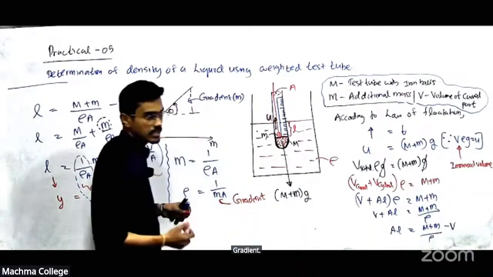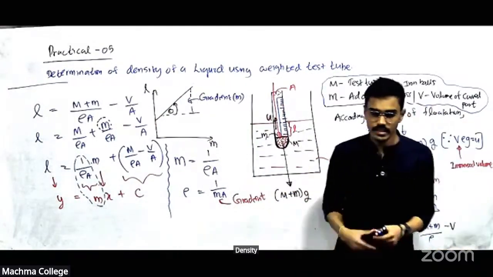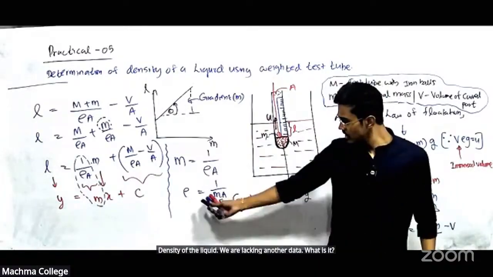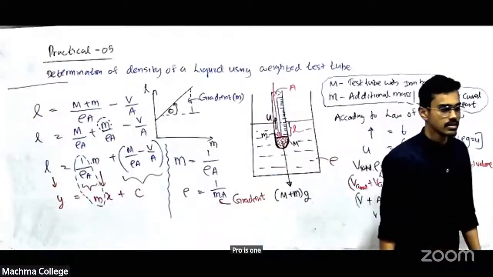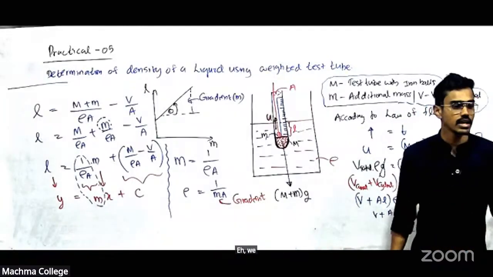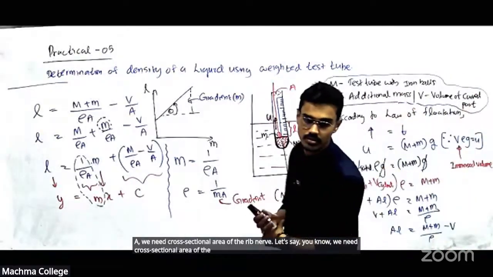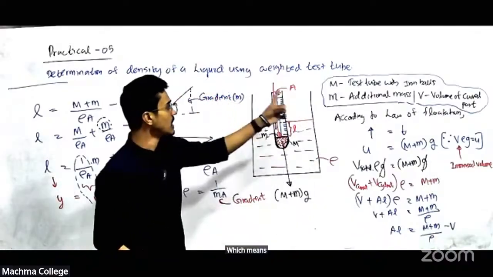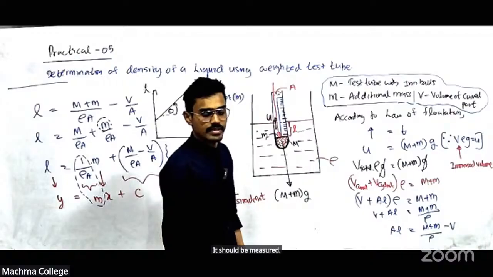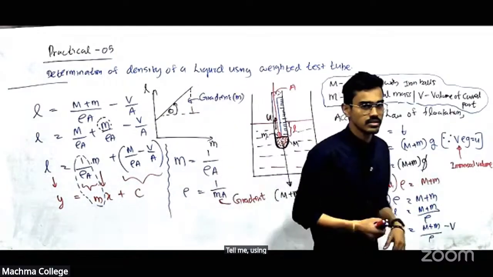Gradient times A. Now, in order to determine the density of the liquid, we are lacking another piece of data. What is it? Rho is 1 over M A. We need A, the cross-sectional area of the tube. That's the idea. Which means the cross-sectional area of the tube should be measured. How can we determine the cross-sectional area of a tube? Tell me, using measuring instruments.